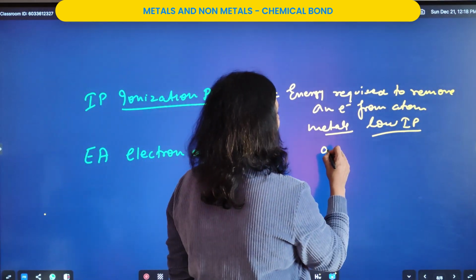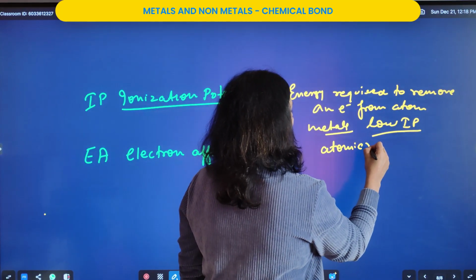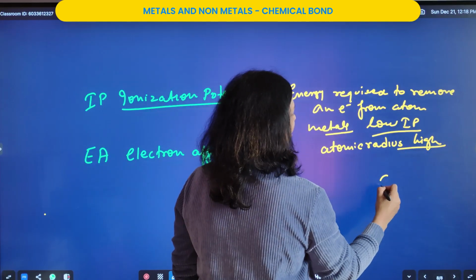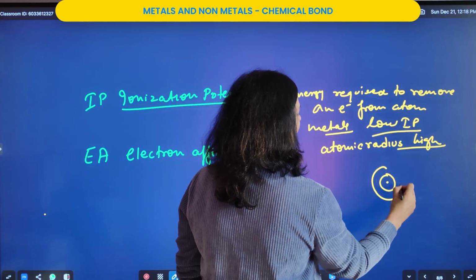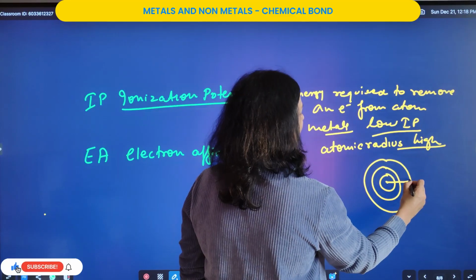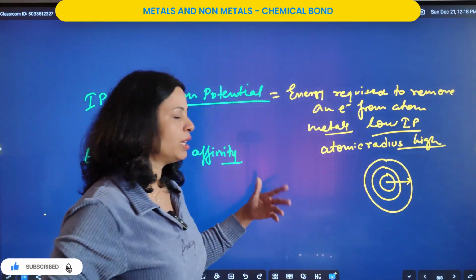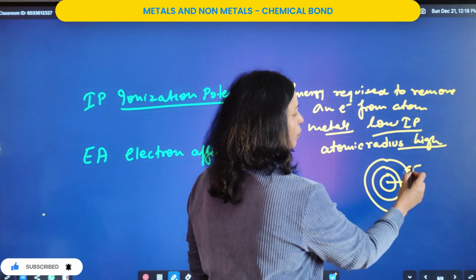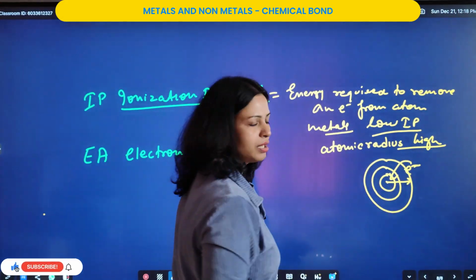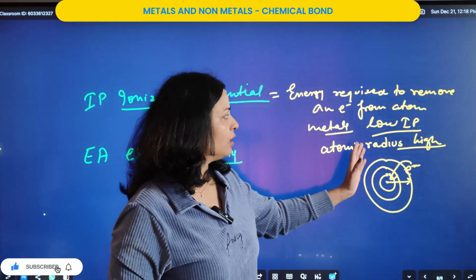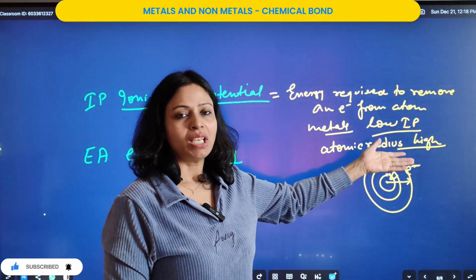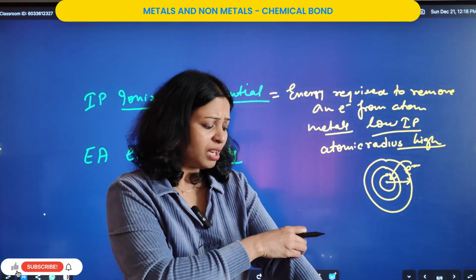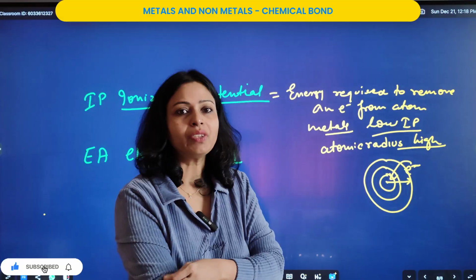Why? Because the atomic radius is high. Atomic radius means the distance from the center of the nucleus to the outermost shell. Since the atomic radius is very high, the pull of the outermost electron towards the nucleus is less. So the amount of energy you need to supply to this atom to remove the outermost electron is very, very low. That's why they easily lose electrons to become cations.